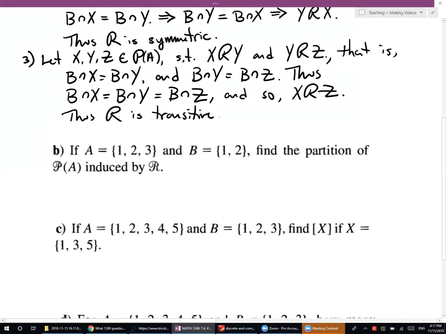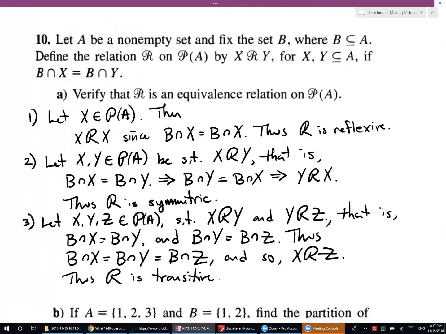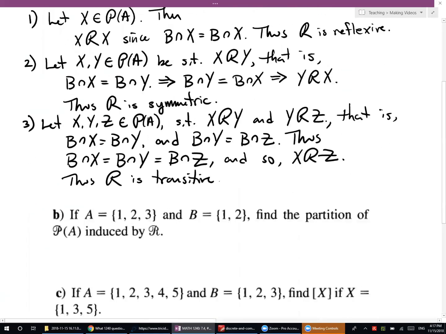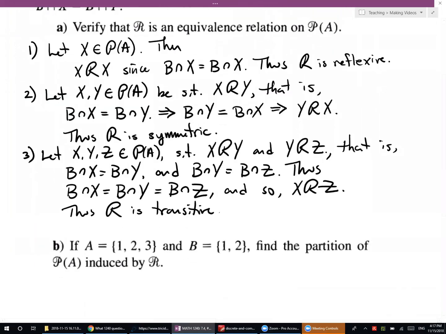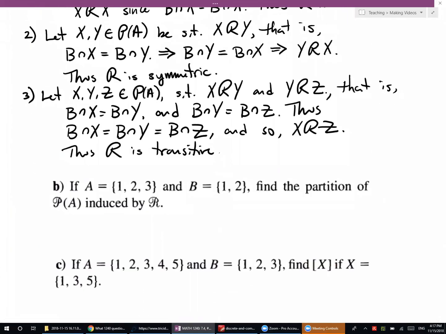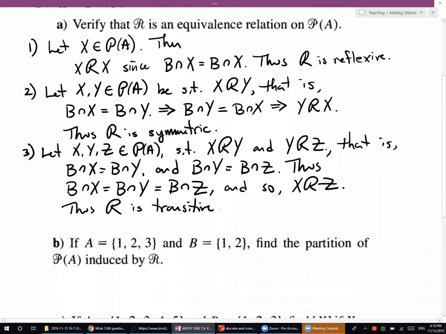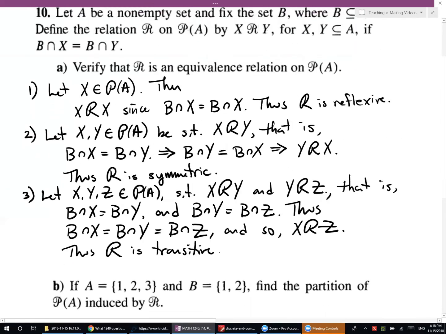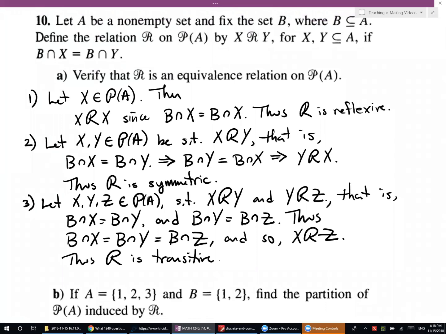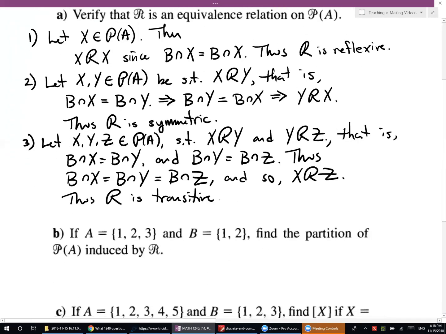If A is the set {1, 2, 3}, and B is the set {1, 2}, find the partition of the power set of A induced by R. All right, so A, the original set, is {1, 2, 3}. The elements of my relation are the power set of A, in other words, all subsets of {1, 2, 3}. B is this fixed set, {1, 2}. And so two things are the same if and only if they have the same intersection with B.